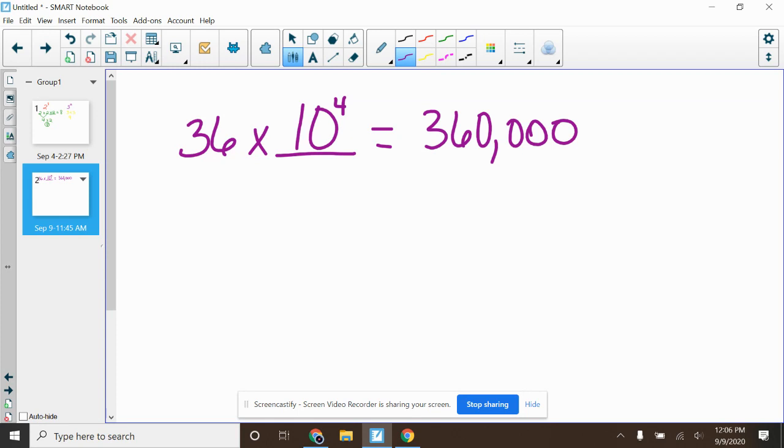Perfect. How did she figure that out so easily? Well, because she worked backwards. She said, my answer has a 36, and I see that right here. So how many zeros are left? 4. That's my exponent. Okay, try one of those on your own.